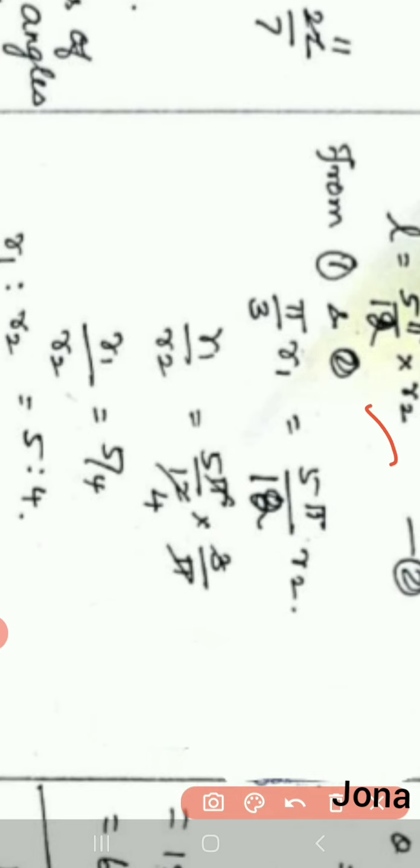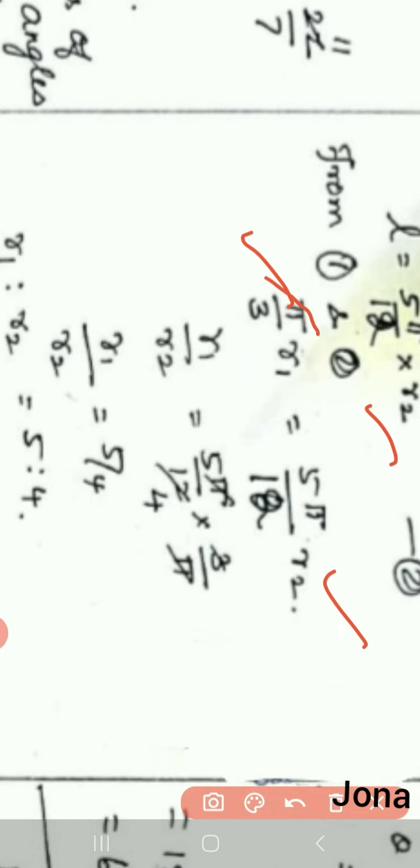L equal to 5 pi by 12 into R2. Okay, so that radius also we want to equate there. The first one is L1 and L2, we have both L's from 1 and 2. So equate the length of arcs. The first one is pi by 3 R1. Second one is 5 pi by 12 into R2.